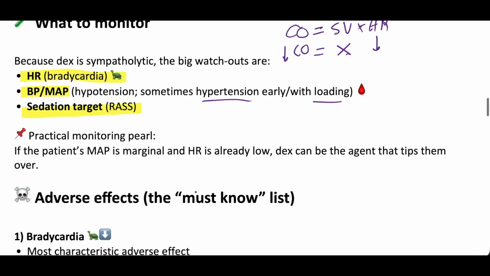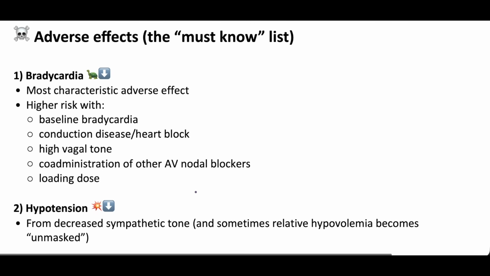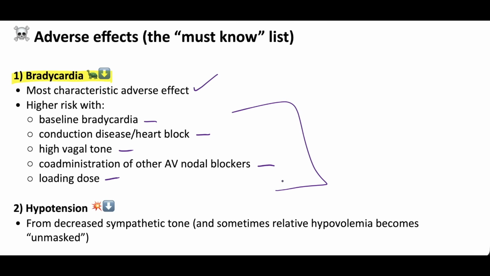All right, adverse effects, the must-know list, just to dive into it more. We already talked about bradycardia. This is the most characteristic adverse effect of dexmedetomidine. You're higher risk if a patient has baseline bradycardia, any conduction disease at baseline, high vagal tone, on AV nodal blockers, or if you give a loading dose, right? Some would suggest that in these patients, maybe you should avoid dexmedetomidine. Think about a different agent just because you're very high risk for bradycardia.